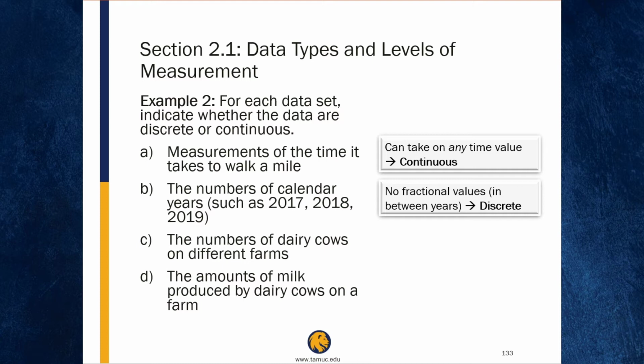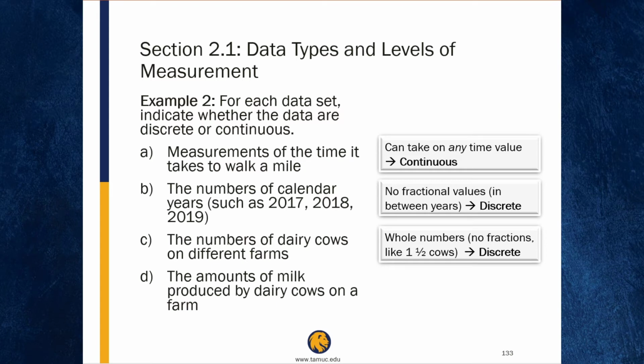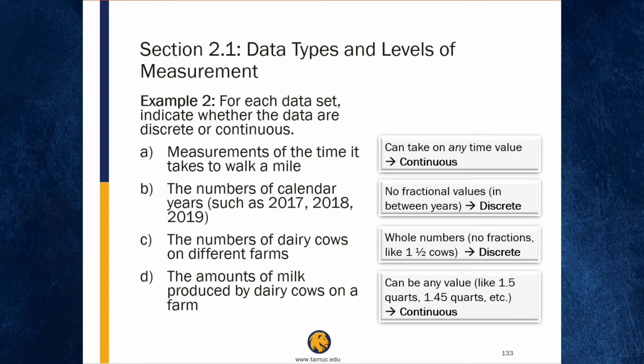On part C, number of dairy cows in different farms. So would you think that would be continuous or discrete? Well, we wouldn't really talk about fractions of a cow. So we only have like 1, 2, 3, 4 distinct values listed. So that would be called discrete. They're all whole numbers. Now in the last one, though, it says the amount of milk produced by dairy cows on a farm. Now this one can take values in between. Like we could say 1.5 quarts or 1.45 quarts. So any fraction value, a decimal value could be taken. So that would make it continuous versus discrete.